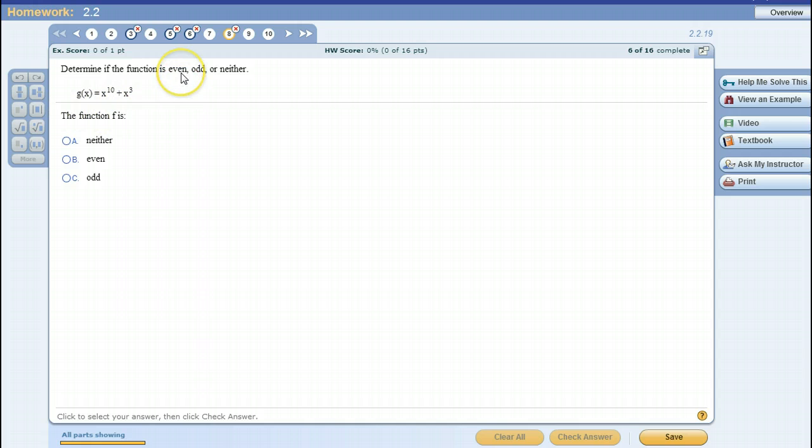Remember, graphically, even means that the graph is symmetric with respect to the y-axis. Odd means it's symmetric with respect to the origin, which means if you flip it over the y-axis and then the x-axis, the graph will land on itself. And other possibilities, it could be neither even nor odd.